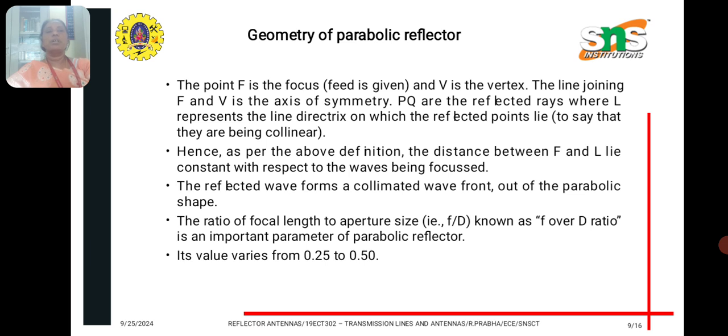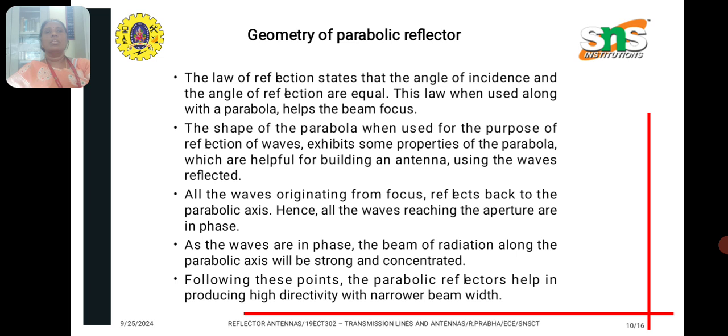The ratio of focal length to aperture size, F by D, is known as the F over D ratio, and it is an important parameter of a parabolic reflector. Its value varies from 0.25 to 0.5. The law of reflection states that the angle of incidence and the angle of reflection are equal. This law, when used along with the parabola, helps the beam focus. The shape of the parabola, when used for reflection of waves, exhibits some properties which are helpful for building an antenna using the reflected waves.